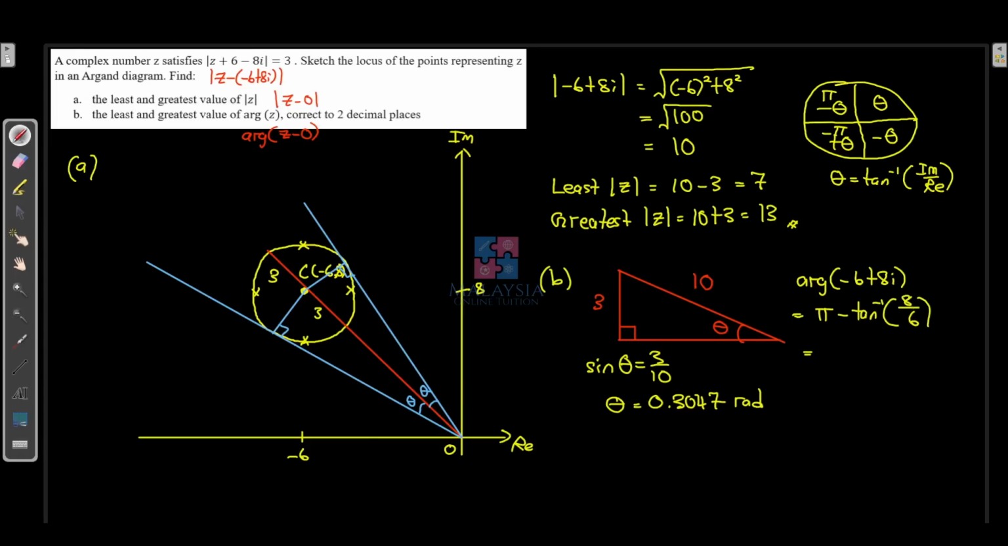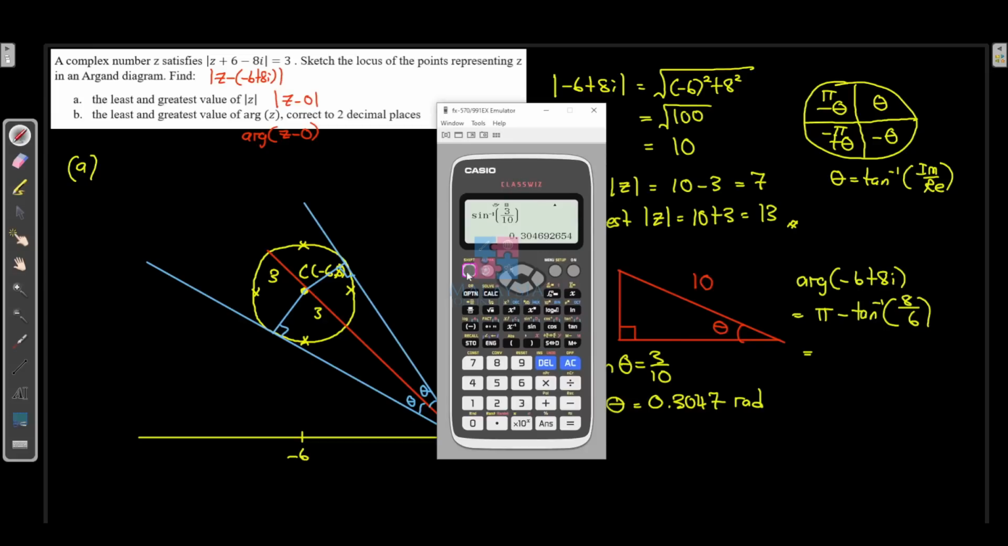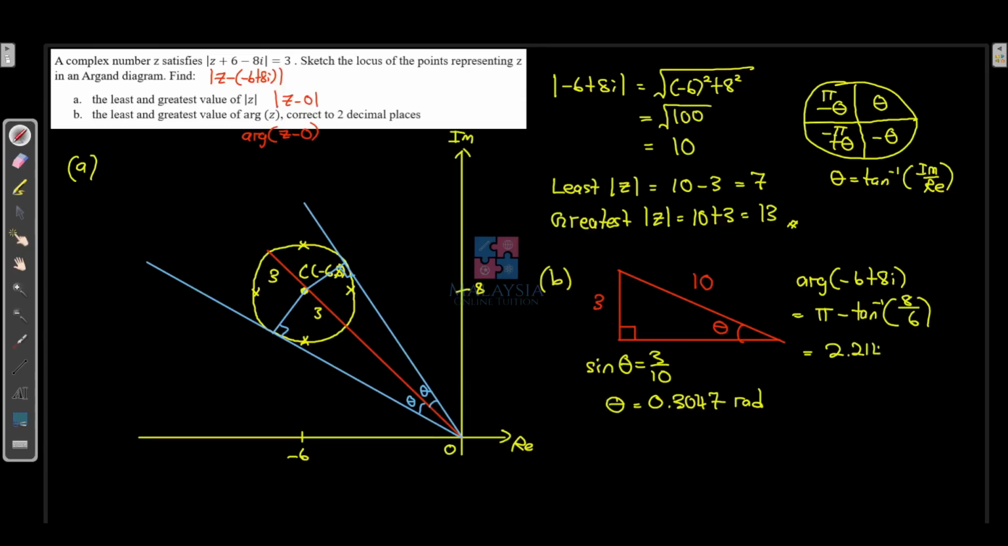So now for this, what do we get? Pi minus tan inverse of 8 over 6, and we get 2.2143 radians. After we get the argument of the center of the circle, let me show you where this argument is. Yeah, this one. This is the argument of -6 plus 8i. That's why I said just now, for the least we need to minus the theta, and for the greatest we need to plus the theta.